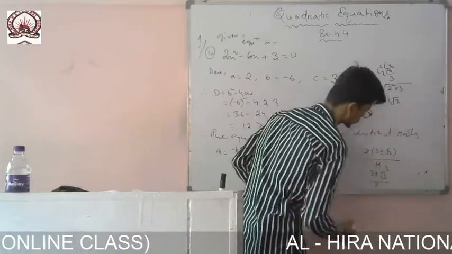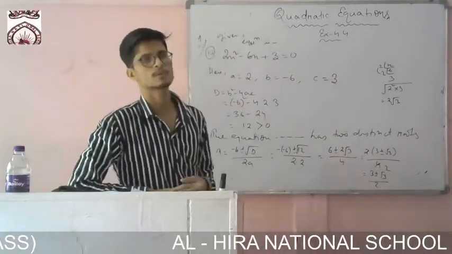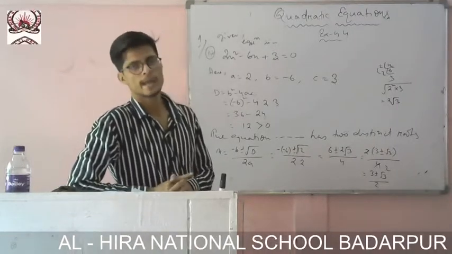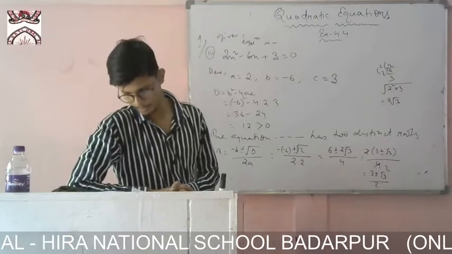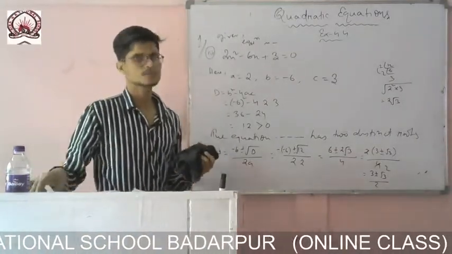So these are the roots of the equation, that is 3 plus minus root 3 by 2. That means the roots are 3 plus root 3 by 2 and 3 minus root 3 by 2. So let me find for the upper one. Their discriminant came 0, no?